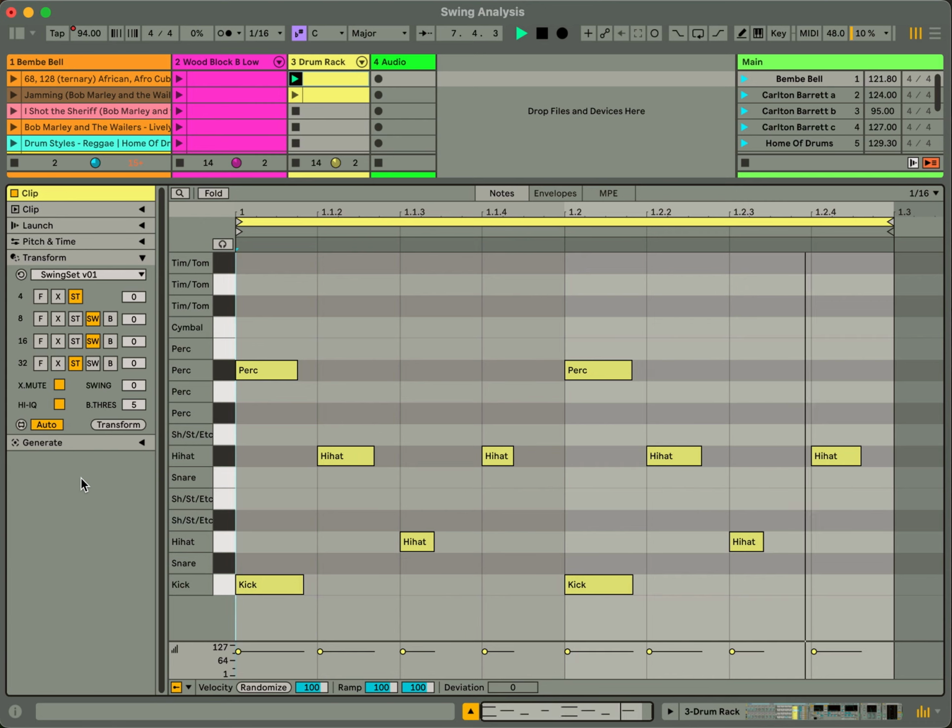The first thing is that it can swing, re-swing, and de-swing. What does that mean? Swing implies that you're starting with a straight beat. That's what you have here. Every note is on the grid, and you're going to swing it. So let's give that a shot. I'm going to swing the 8th and 16th notes.